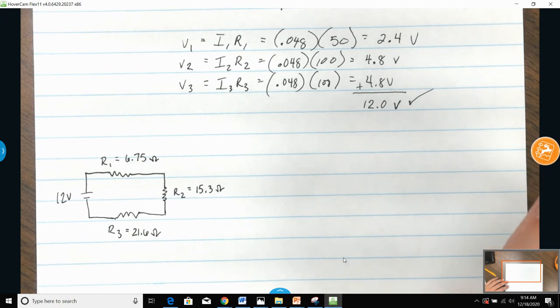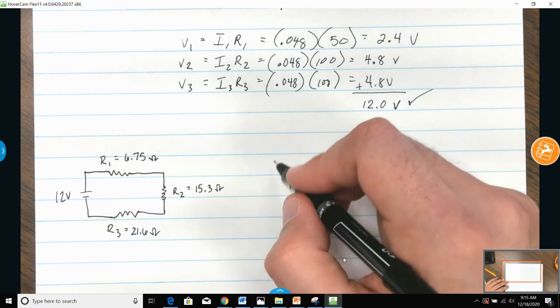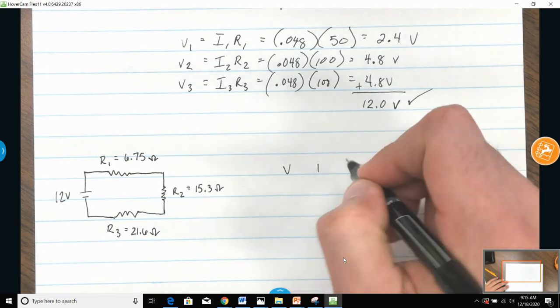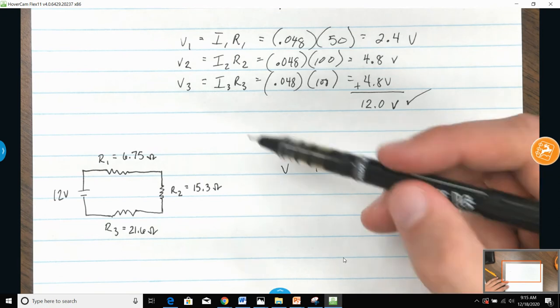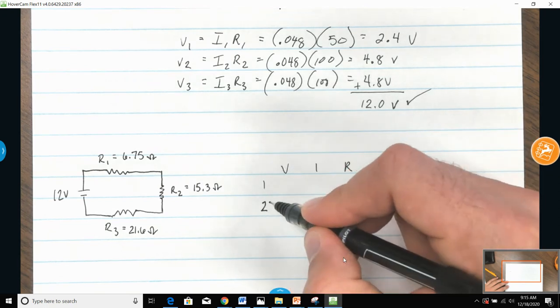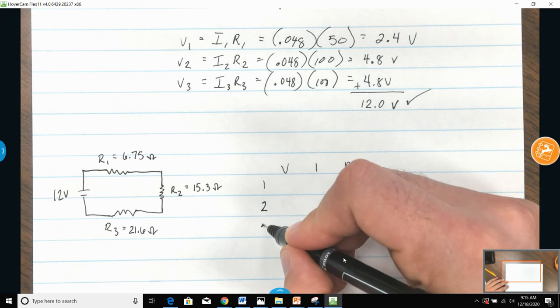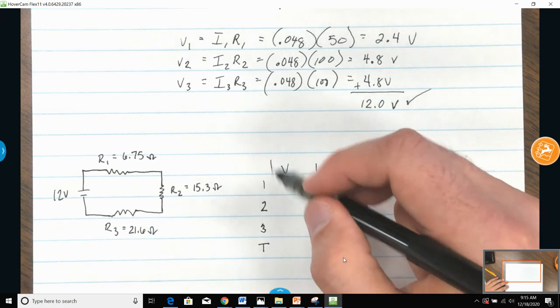All right, so that's what you should have had in number one. Again, it's already worked out, but how are we going about this? Once you have your circuit, start your table: your V, your I, your R, and then how many resistors do we have? We have 1, 2, and 3, and then afterwards you need a total.